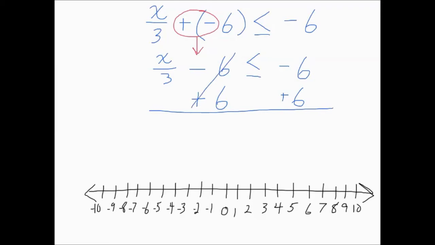So that cancels there. I have x over 3 is less than or equal to... Now, over here, I have negative 6 plus 6, so this also cancels. That doesn't always happen, but it happened here. Negative 6 plus 6 is 0. So I'm going to get 0 here.